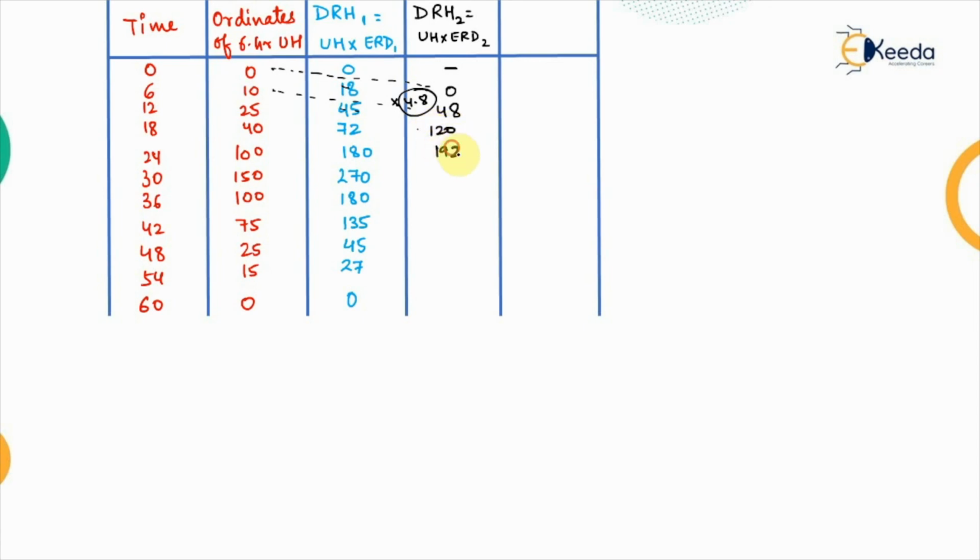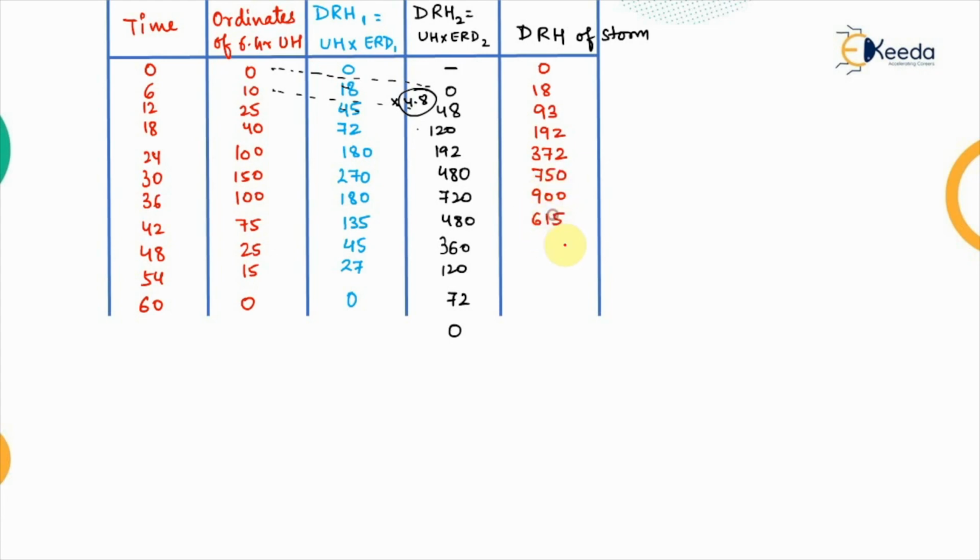Similarly 192, then 480, then 720, then again 480, then 360, 120, 72 and 0. So the direct runoff hydrograph of the storm will be the combination of these two, that is 0, then 18, then 45 plus 48, that is 93, then 192, then 372, then 270 plus 480, that is 750, then 900, then 615, then 405, 147, 72 and 0. These are the ordinates of the direct runoff hydrograph of the storm.